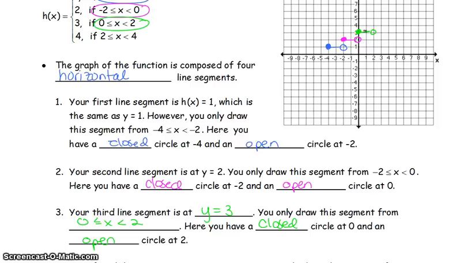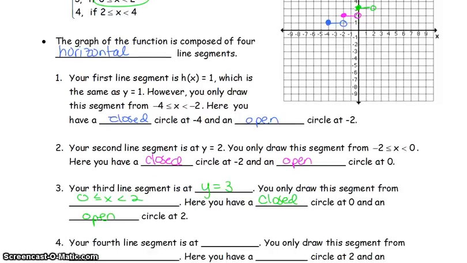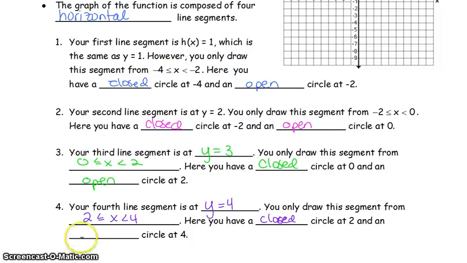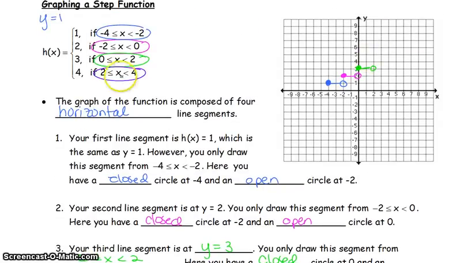Our last segment is going to be a horizontal line at y equals 4, and you only draw this according to the domain from 2 is less than or equal to x, which is less than 4, meaning you have a closed circle at 2 and an open circle at 4. Let's go back up to our graph. Again, less than or equal to, being closed circle at 2, open circle at 4, and everything in between there.